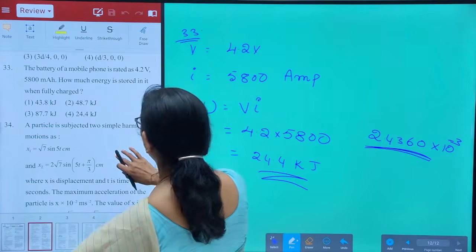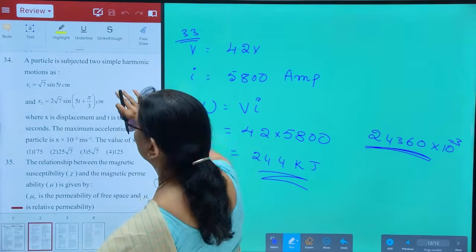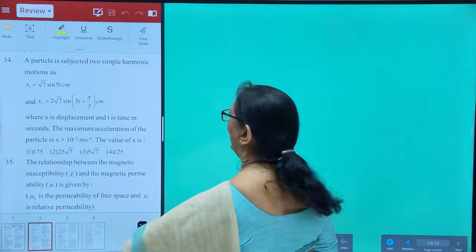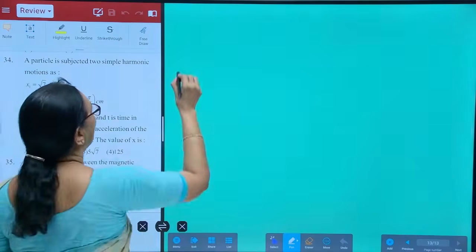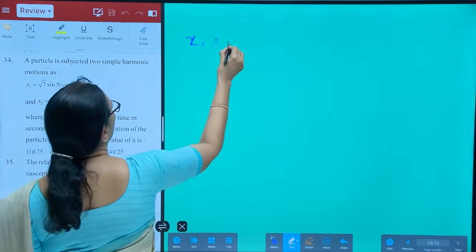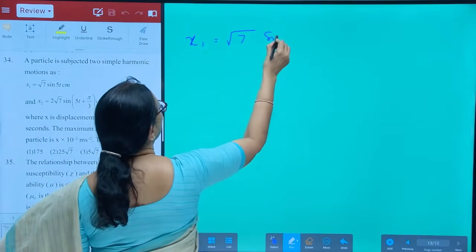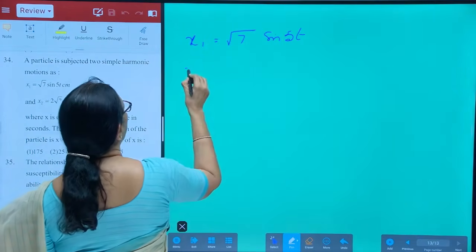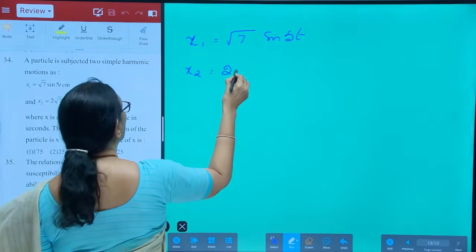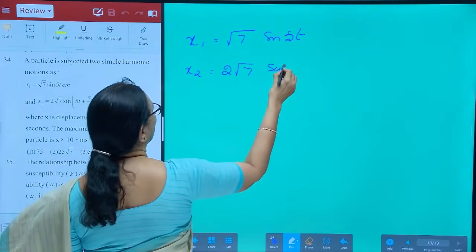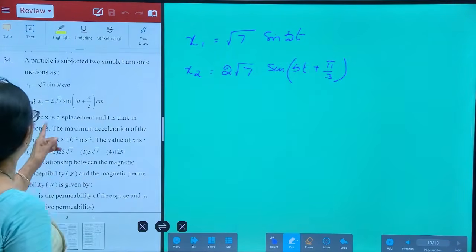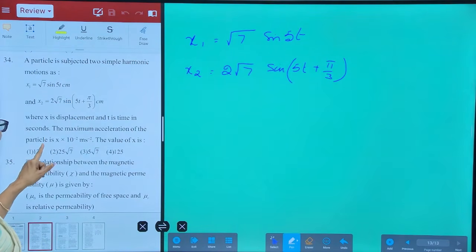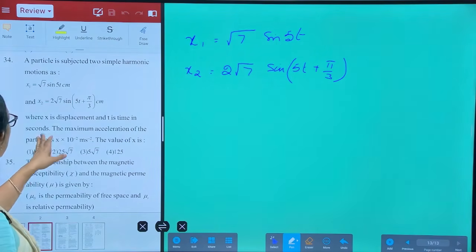Now, let us go to the next problem, that is 34th problem. Look here, a particle is subjected to two simple harmonic motions. See, x1 is equal to root 7 sine 5t and x2 is equal to 2 root 7 sine 5t plus pi by 3, right? Where x is the displacement, t is the time. Maximum acceleration, the value of x is. Here, x is these two.